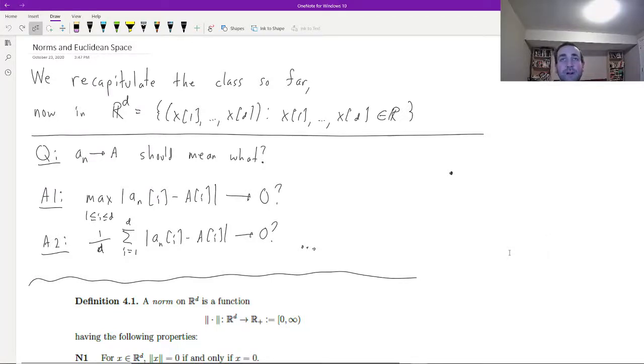So today we're going to start talking about R^d, that is, vectors of length d, each of whose components are sitting inside of R. We're actually going to recapitulate a large part of the class so far, talking about convergence and subsequences and so on, and lots of the theorems that we've already proved for R^1, that is one-dimensional space, that is just the real line itself.